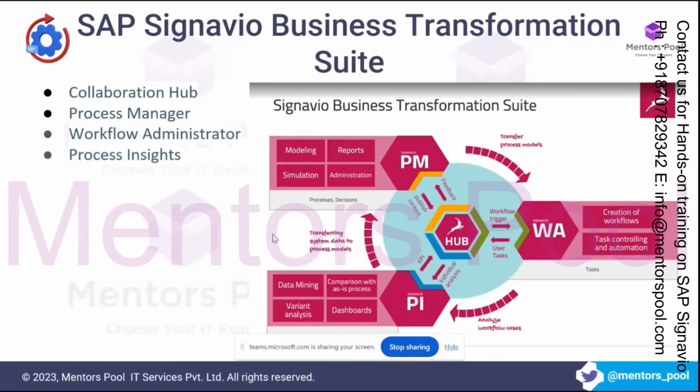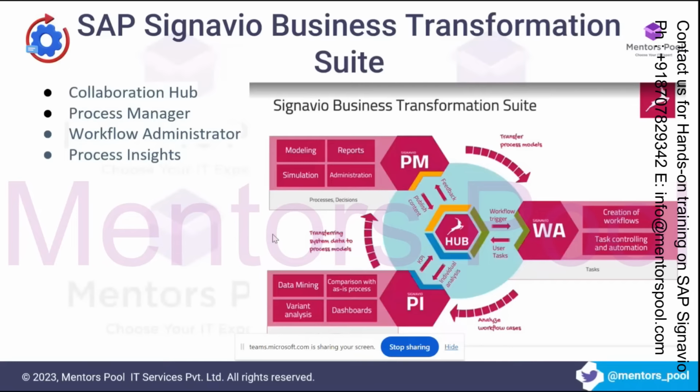Next is Process Manager, which is used mostly for creating BPMN diagrams and process models. Third is Workflow Administrator, which is also known as process governance in some cases, where we can create and define workflows, and any task that comes to a person can be seen again in Collaboration Hub. And at last, we have Process Insights, which is more on the analytical side. We can do data mining capabilities, variant analysis and dashboards in Process Insights.